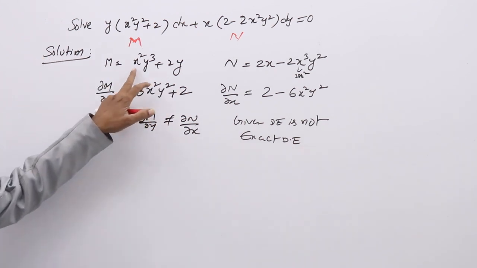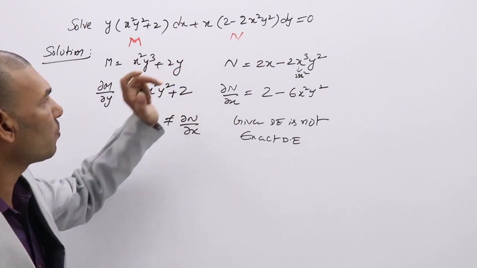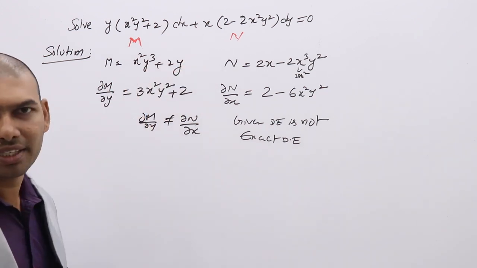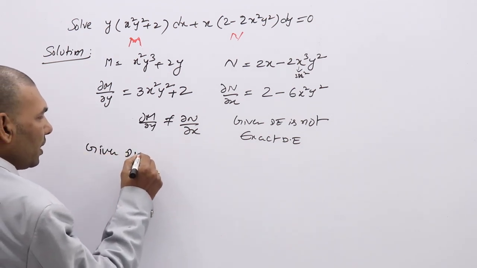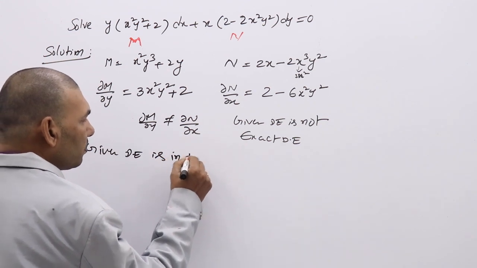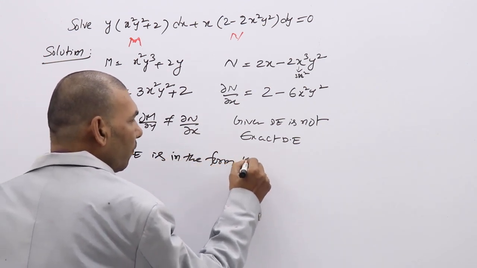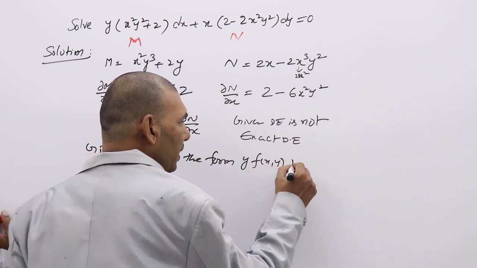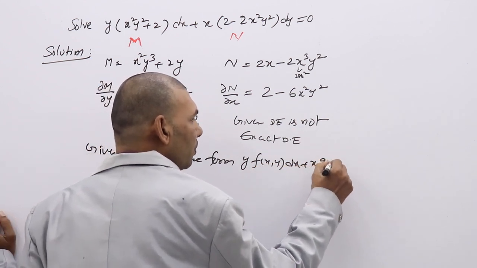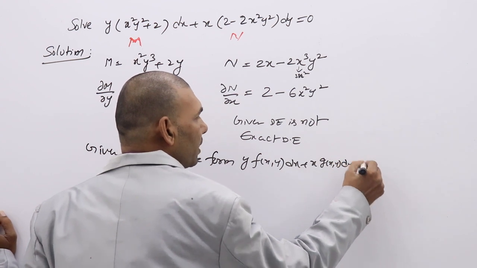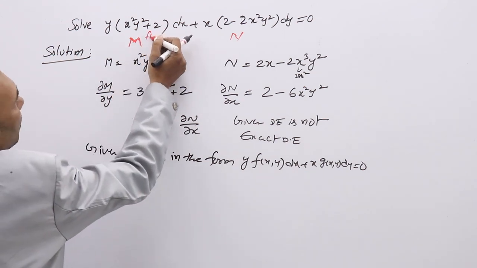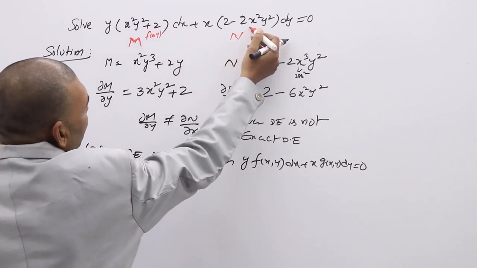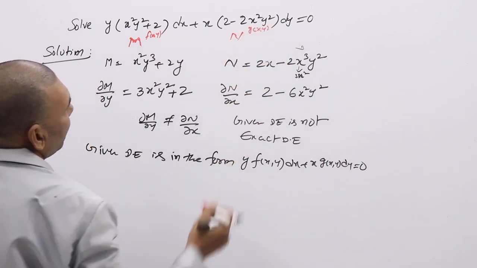But here the degree of this term is 5, the degree of this term is 1. So this is not homogeneous. Then think about whether the given d is in the form y f(xy) dx plus x g(xy) dy equal to 0. So see, yes, it is exactly in that form: y f(xy) dx, x g(xy) dy.